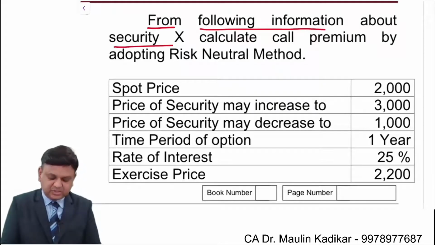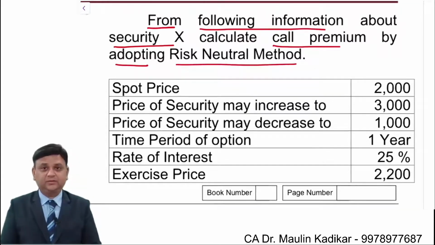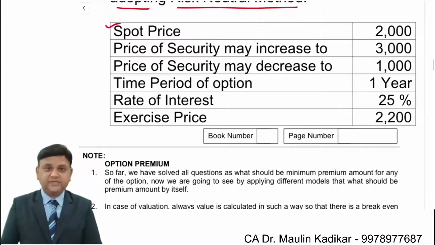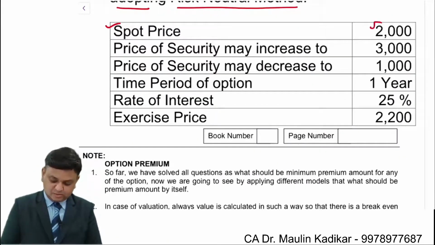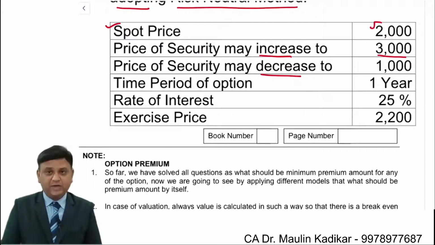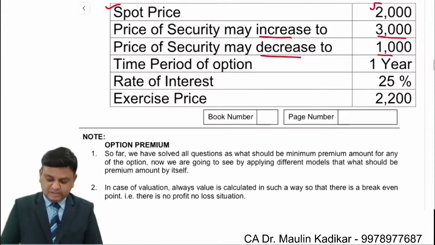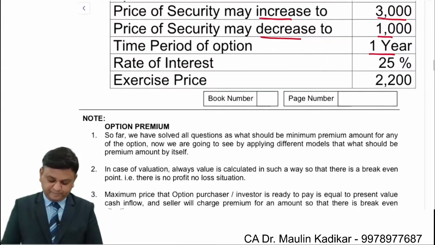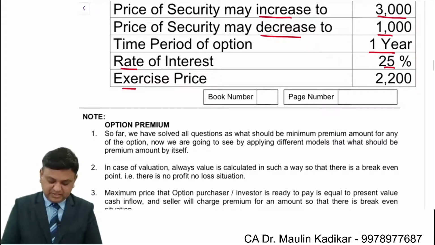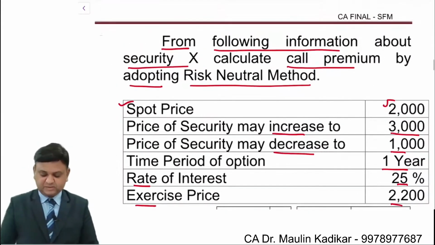From the following information about security X, calculate the call premium by adopting the risk neutral method. The spot price of the equity share is rupees 2000. The price of the security may increase to rupees 3000. It may fall down to 1000. The time period of the option is 1 year. The rate of interest is 25%. The exercise price is 2200. That is the question.